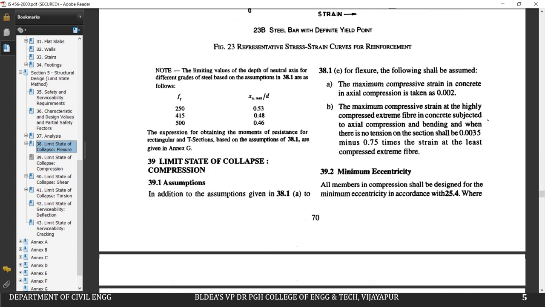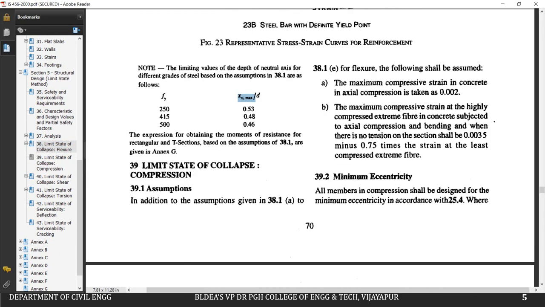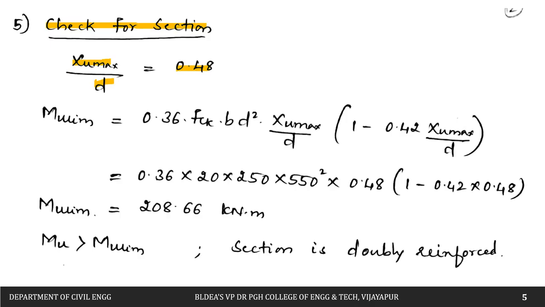So this value we have already seen, that is XU max by D value for Fe415 steel, that is 0.48, which is given on page number 70. That is, XU max by D value is 0.48. So we'll try to calculate what is the limiting moment.